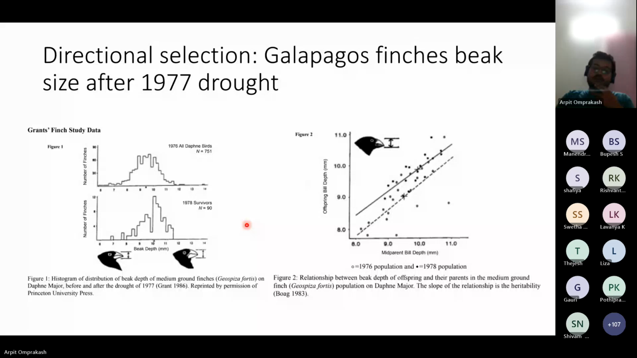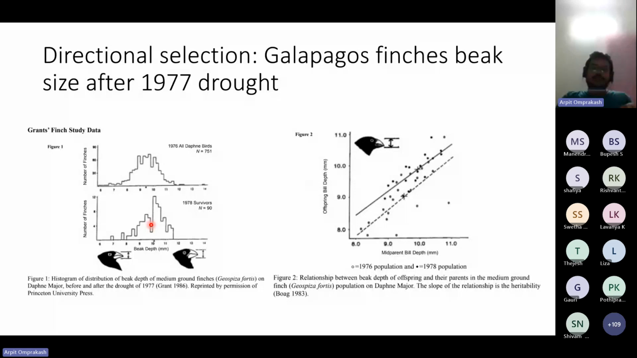And in the second graph, they show that this is a heritable trait, because if the parent has a longer bill depth, the offspring also has a longer bill depth. So there's a linear relationship between both. So that means this trait is inherited from the parent to the offspring. Okay. And the selection is directional because the mean was lower, and after some time, the mean has shifted in one direction. The mean has increased. Okay.